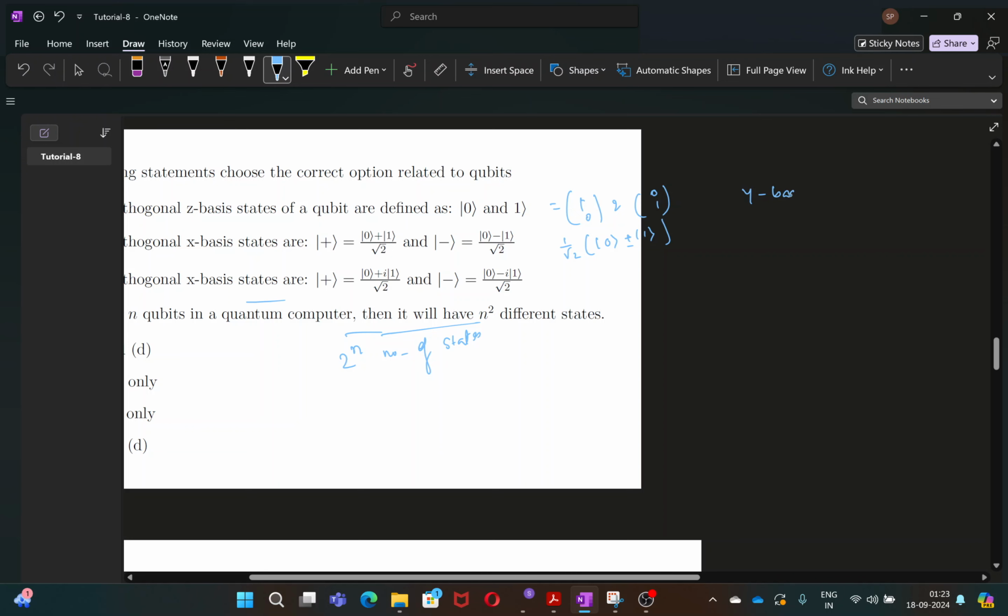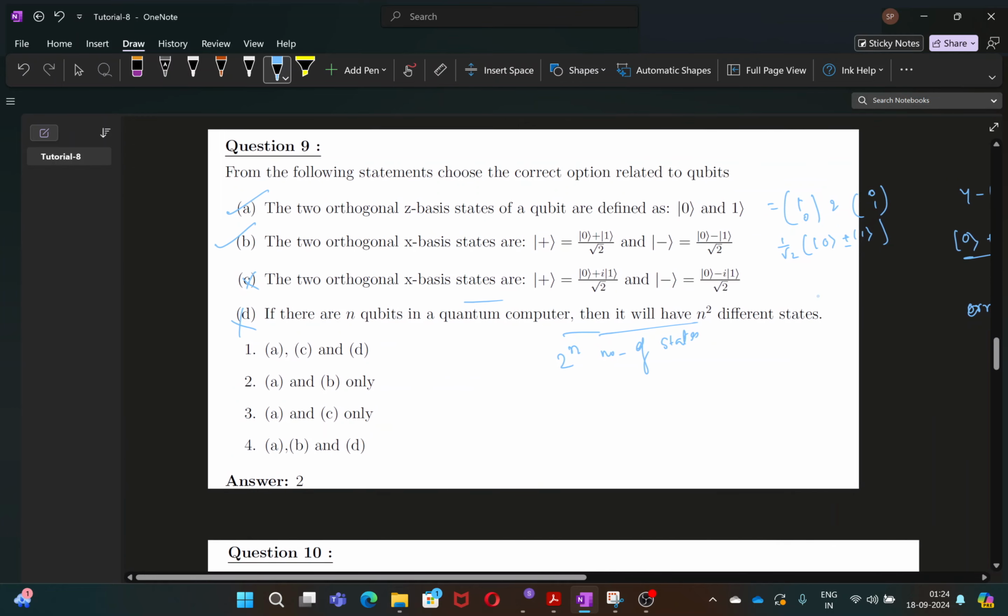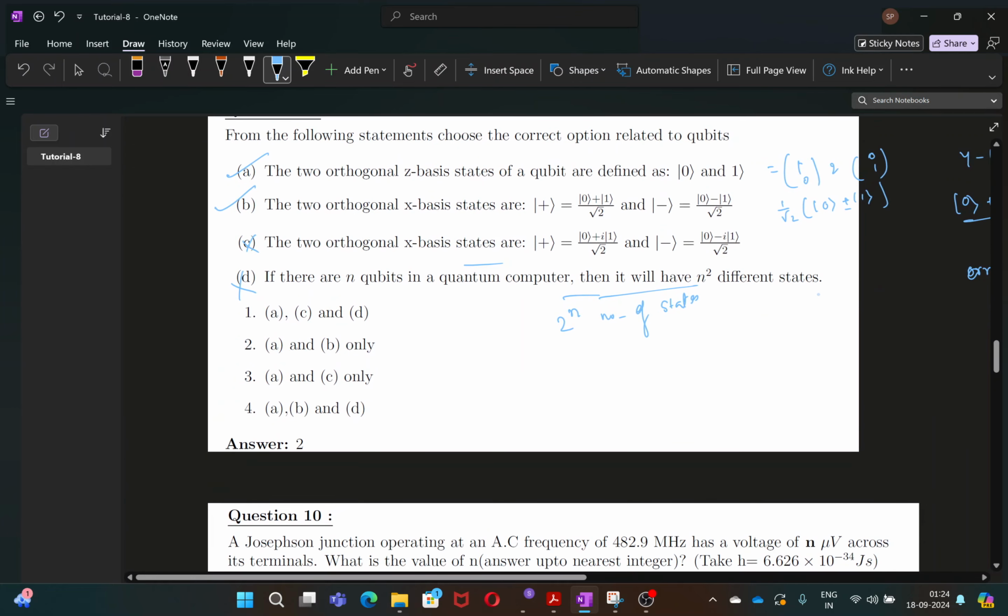But just for your knowledge, you can know that the y basis states are (|0> plus i|1>) divided by root 2 and (|0> minus i|1>) divided by root 2. These are y basis states. Okay. So this is done.